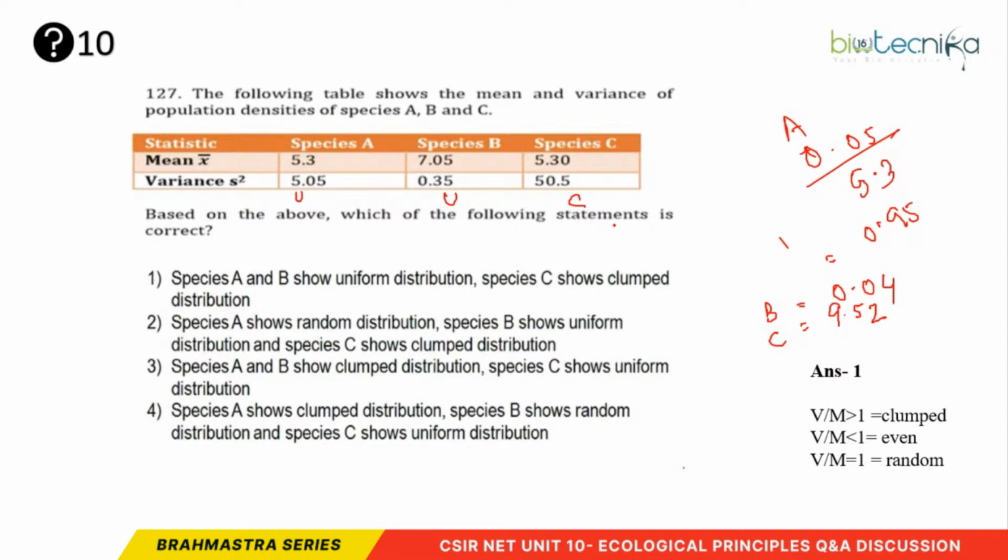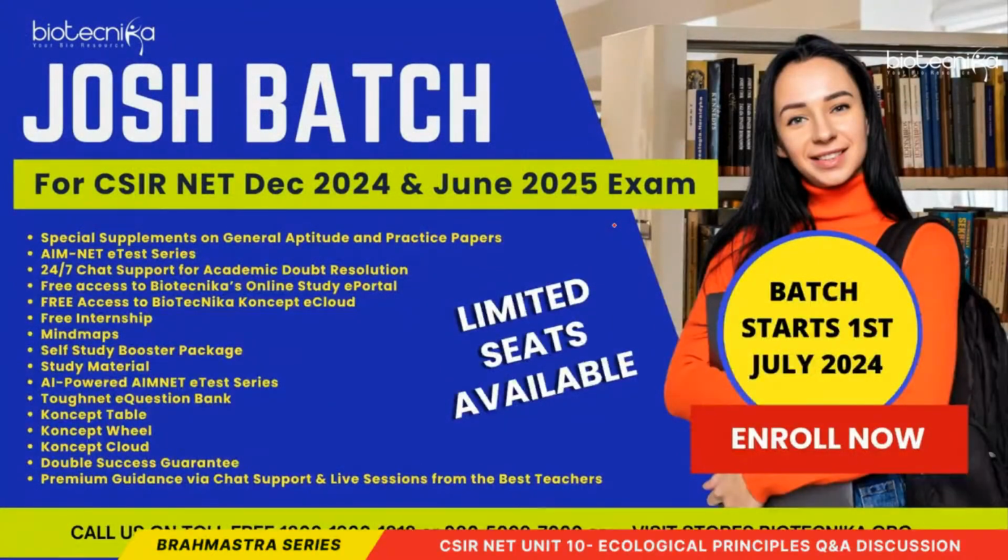All right, everyone. So again, I'm telling you, for population ecology portions, don't just focus on the population growth curves. There are many other sections that you need to focus on. So with this, I come to the end of my 10 question discussion.